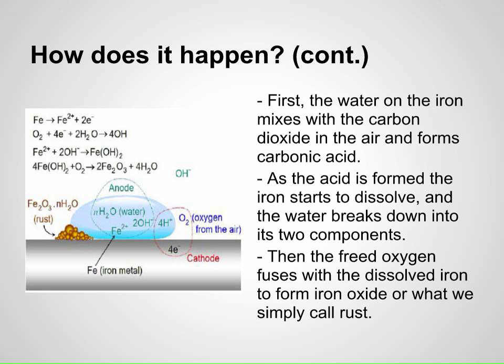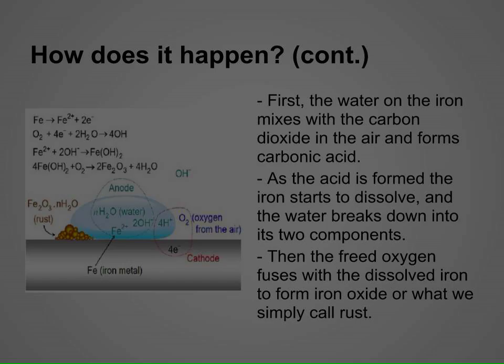As the acid is formed, the iron starts to dissolve, and the water breaks down into its two components, which are hydrogen and oxygen. Then the freed oxygen fuses with the dissolved iron to form iron oxide, or what we simply call rust. In this process, electrons are freed and are transferred to the cathode, which is another part of the iron.